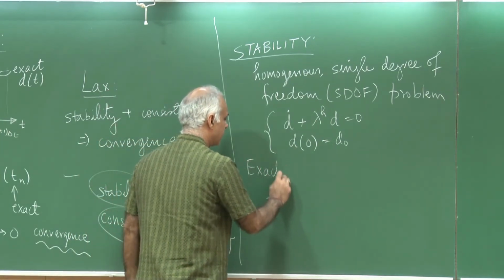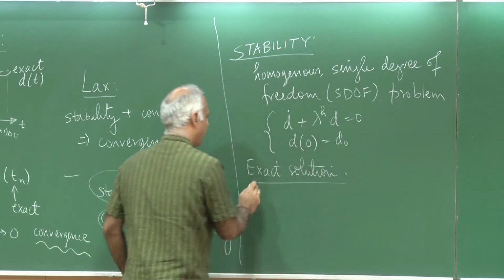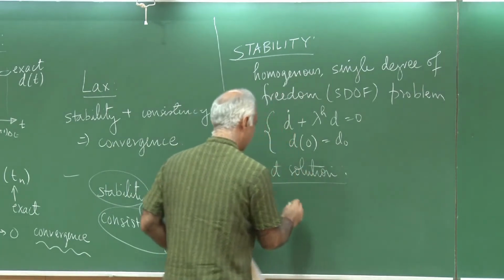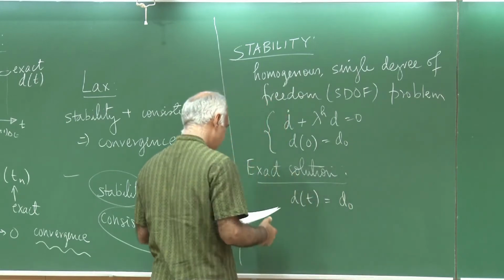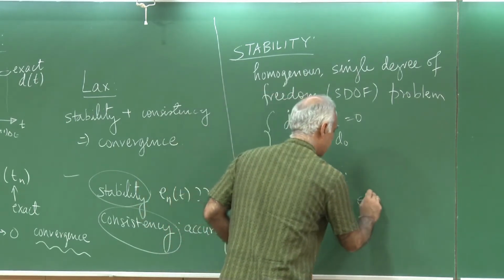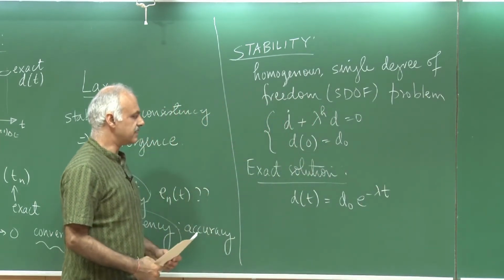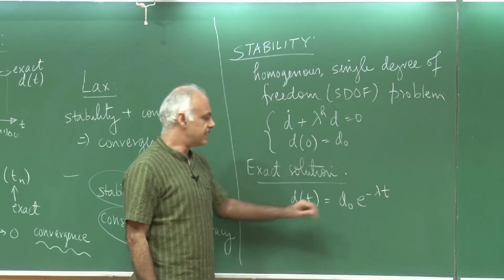It is a very simple equation, and the exact solution would look something like this: d of t is d0 times e to the minus lambda t. You can check that indeed at t equal to 0 I satisfy the initial condition.